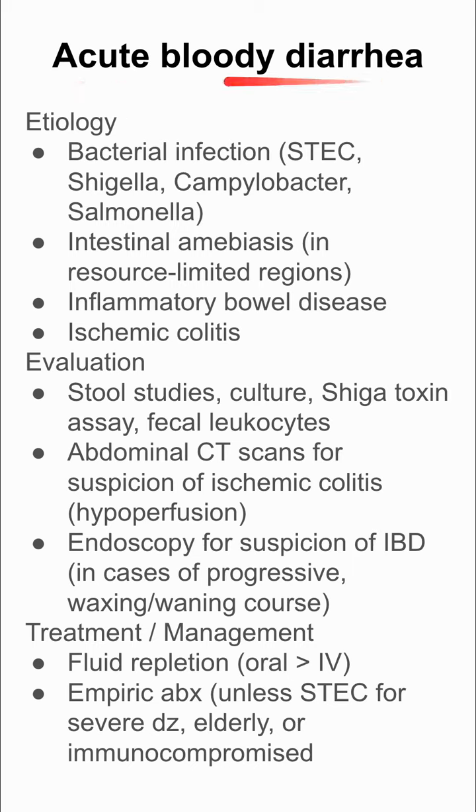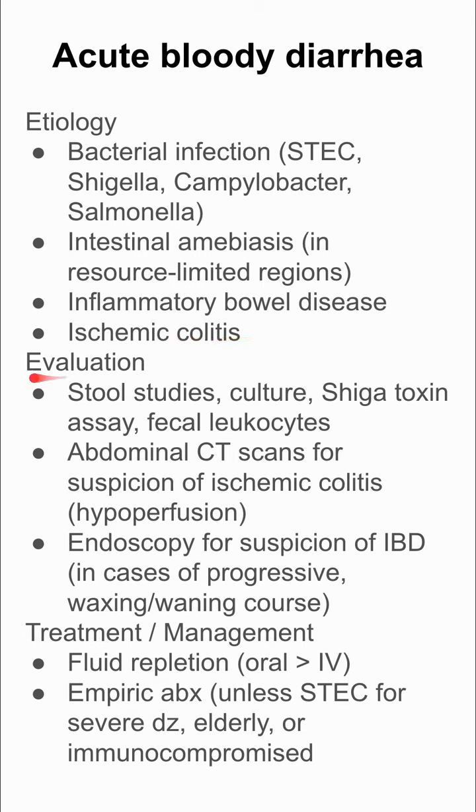Here's some information on acute bloody diarrhea. There are many different types of etiologies. It can be bacterial, such as Shiga toxin E. coli, Shigella, Campylobacter, and Salmonella. You can have intestinal amebiasis. This is typically found in resource-limited regions. You can have an inflammatory bowel disease like ulcerative colitis or Crohn's disease, and you can have ischemic colitis as well.